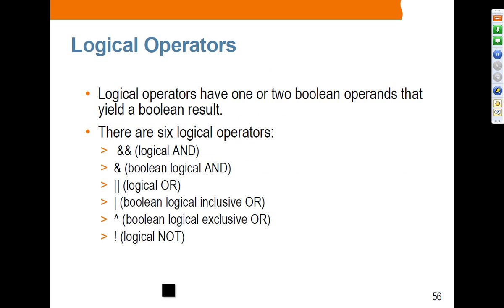Logical operators have one or two Boolean operands that yield a Boolean result. So here, this is logical AND, and this is a Boolean logical AND. We'll actually see the difference between these two later on. And then we have a logical OR, a Boolean logical inclusive OR, this is exclusive OR, and this is logical NOT. We'll see examples later, and I'll explain the difference between the double ampersand and single ampersand. For now, just think of these two as related to AND, this as related to OR, and this is NOT.